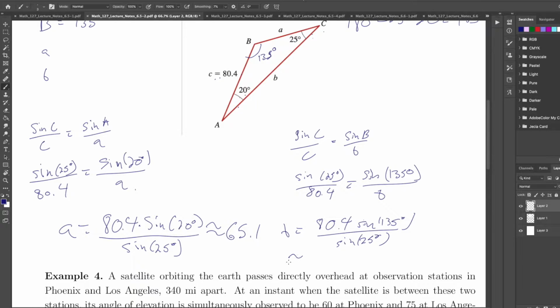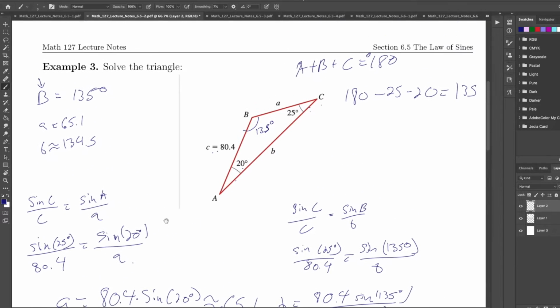And if you type it in Wolfram Alpha or whatever computer algebra system you want, make sure you understand what it's inputting. Okay. Once I crunch through this, I roughly get 34.5, and so when I solve this triangle, I'm going to write a is equal to 65.1, and b is roughly equal to 34.5. Okay, and so now we've completely solved the triangle. We know all the angles, and we know all the sides. Alright, so that's what it means to solve a triangle.